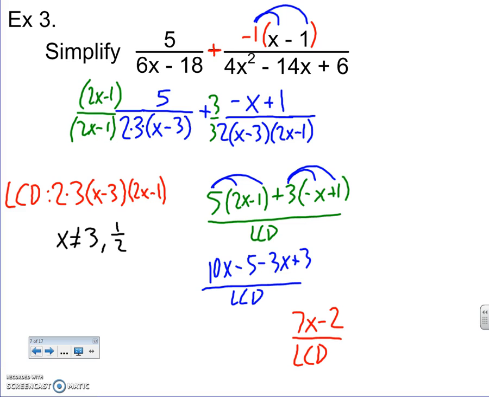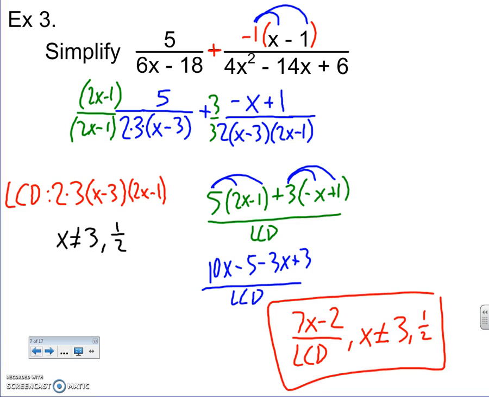Make sure your answer has restrictions in it. So x cannot be positive 3 or 1/2. All right, remember, our LCD, that 2 times 3, x minus 3, 2x minus 1, that's what goes on the bottom of our fraction. And that's it.